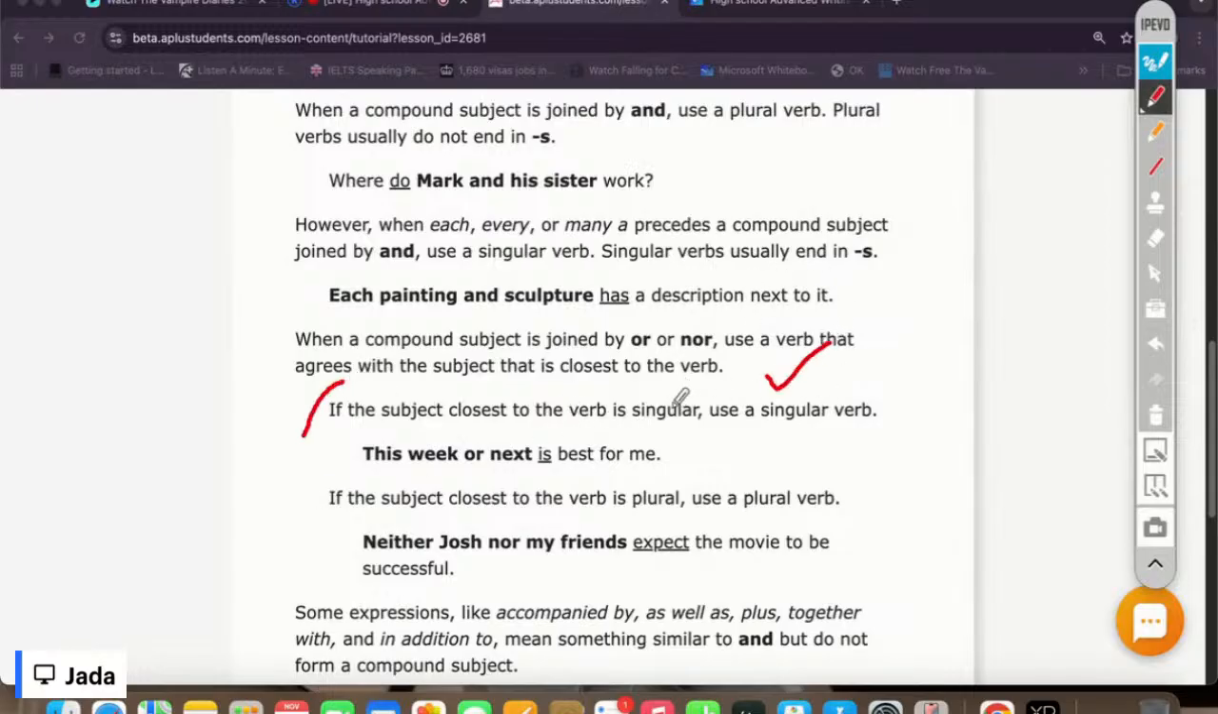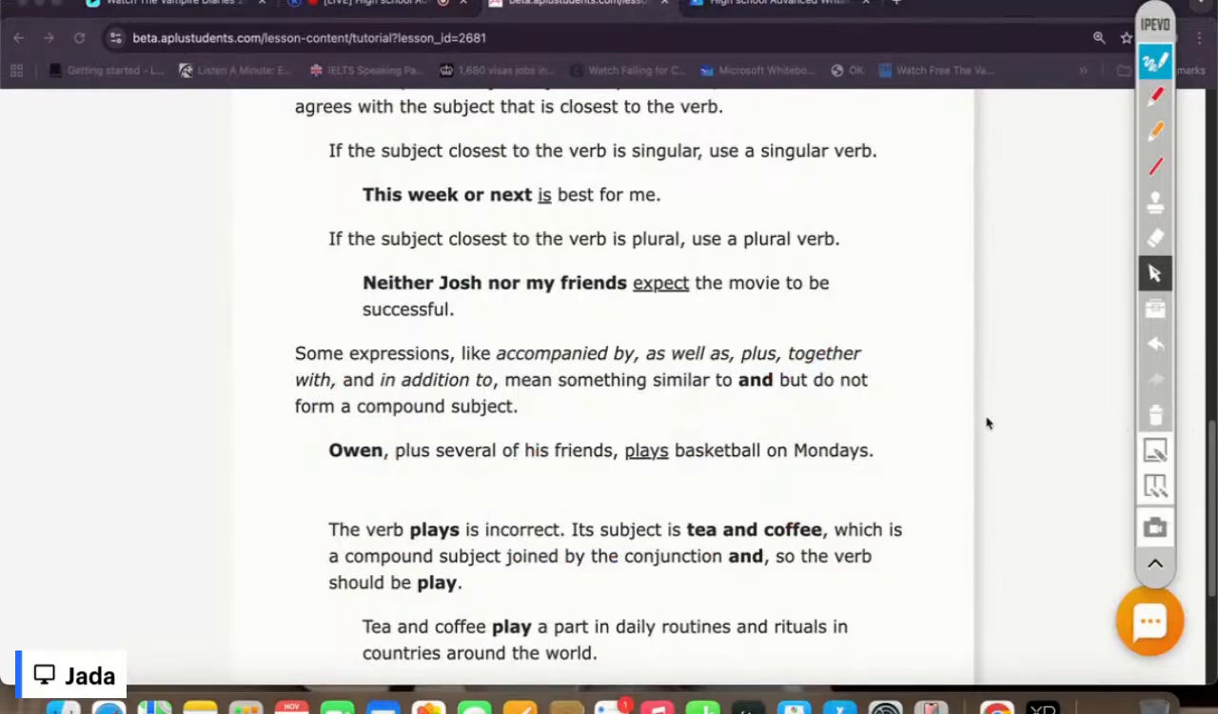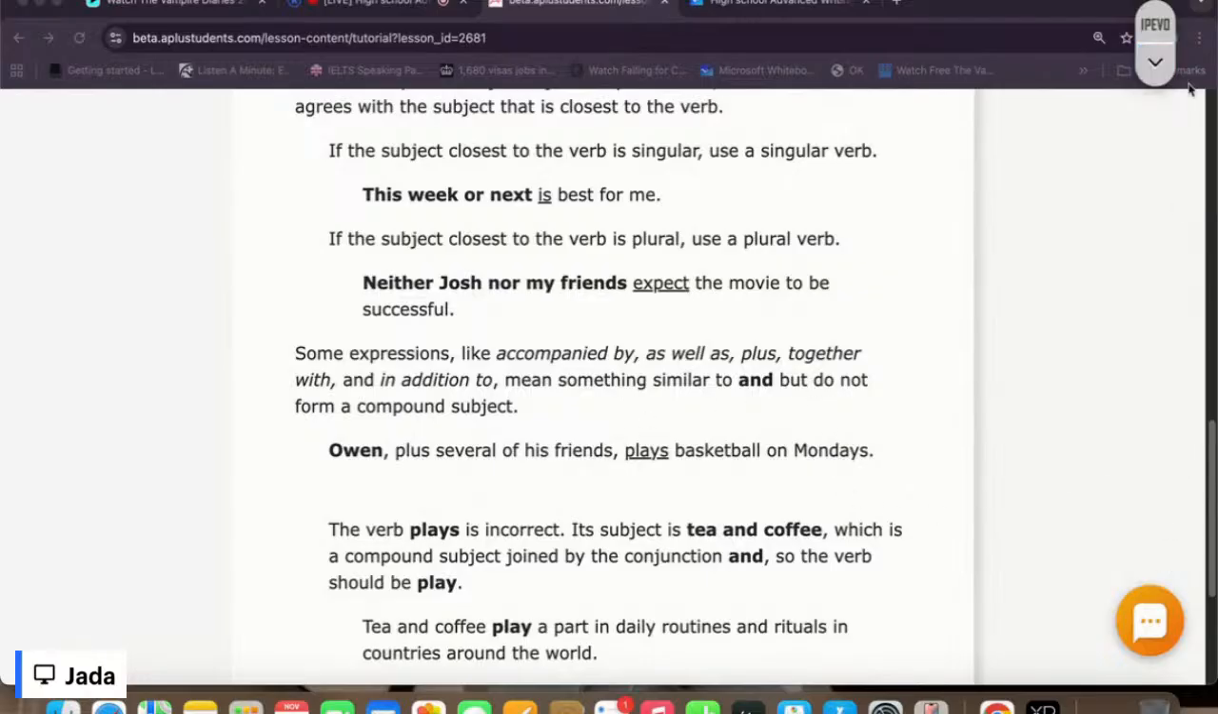So if the subject closest to the verb is singular, use a singular verb. Just like this week or next is best for me, so you have to use a singular verb. If the subject closest to the verb is plural, you have to use a plural verb. Like neither Josh nor my friends expect the movie to be successful. Some expressions like accompanied by, as well as, plus, together with, and in addition to mean something similar to and, but do not form a compound subject. Okay. Owen plus several of his friends plays basketball on Mondays.